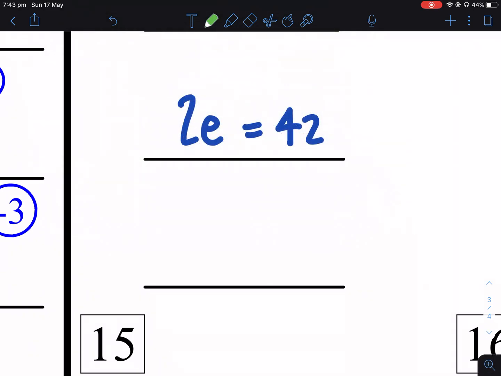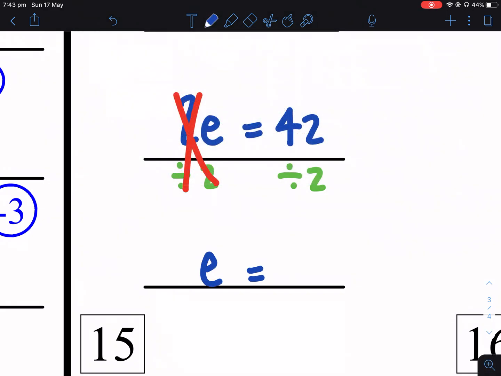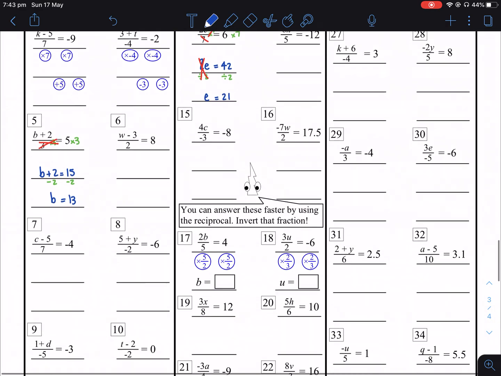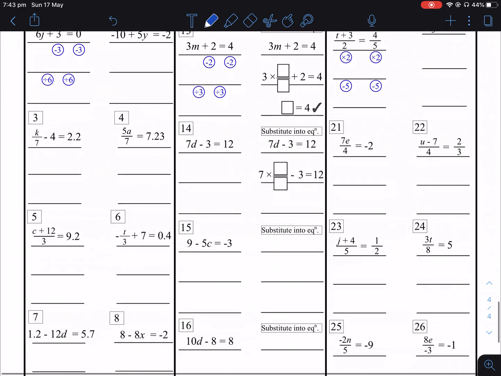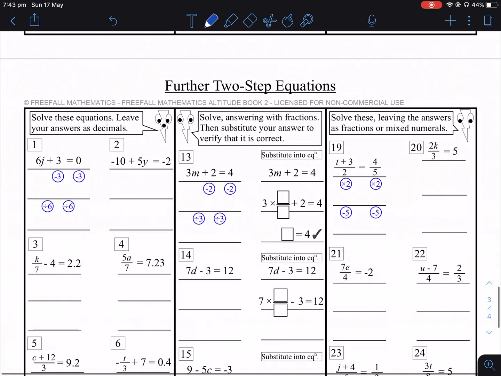And now, do you remember how do you get rid of these? You divide. So we're going to divide by 2. That got rid of those. We end up with e equals 42 divided by 2, 21. And that's pretty much it. The rest are just harder versions, but they give you hints. Ooh, the last page gets quite difficult. Love it.